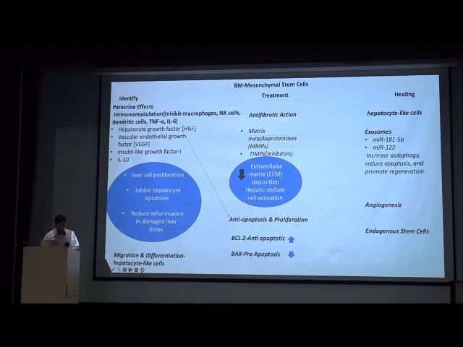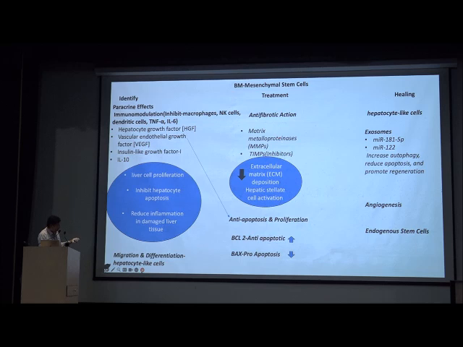So what it does is it inhibits macrophages, NK cells, dendritic cells, TNF alpha, IL-6. It also stimulates hepatocyte growth factor, vascular endothelial growth factor, insulin-like growth factor, and IL-10. All of this would then lead to liver cell proliferation, inhibit the apoptosis, and reduce the inflammation in the liver. So this is identification of the injury which happens. You also have migration and differentiation, something called the hepatocyte-like cells.